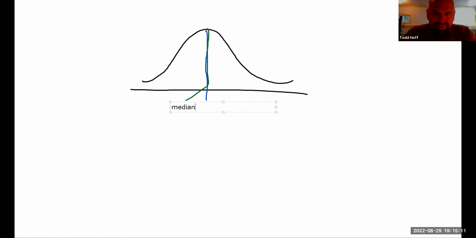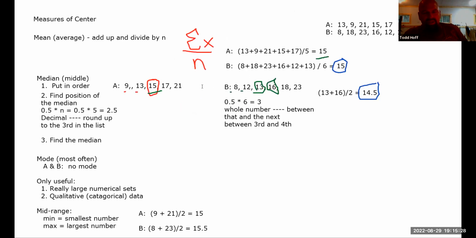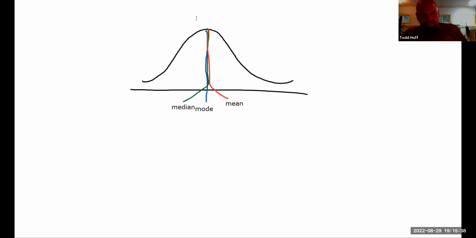And because they all average out, and they're symmetrical, the mean is going to be the same number as well. So as we saw with data set A back here, all of my measures of center are the same. That's a perfectly symmetrical, normally distributed set of data. It's a bell curve.